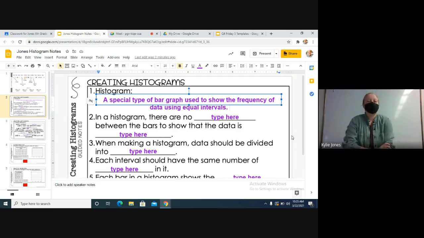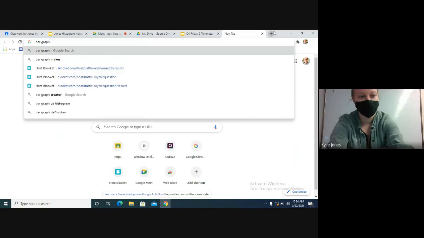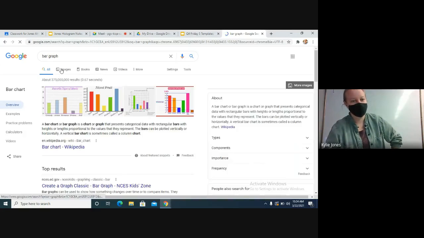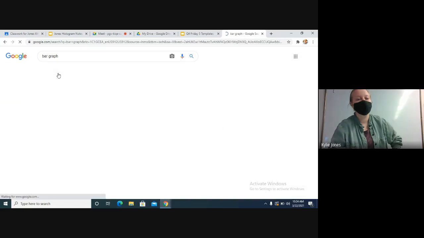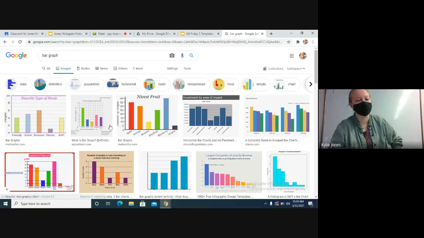So a special type of bar graph that's used to show the frequency of data using equal intervals. Let's talk about a few of the words in there. What's a bar graph? You've seen these before. There are bars on the graph, yes. Let me show you an example. So a bar graph, I'll go back to it. A bar graph is something like this, right?